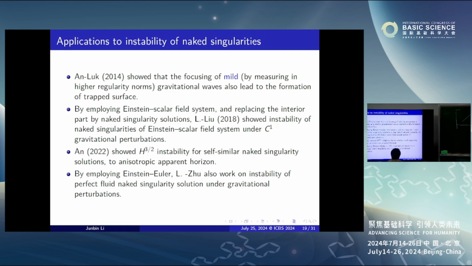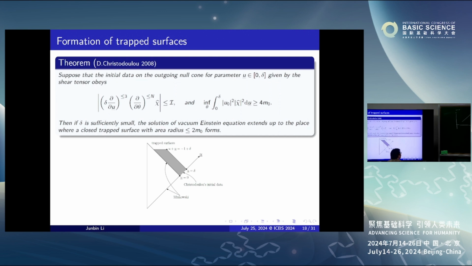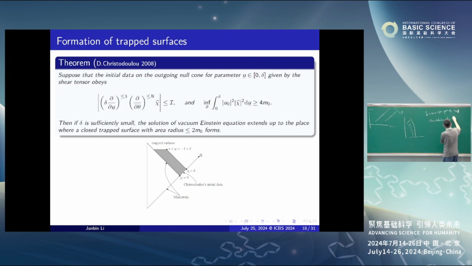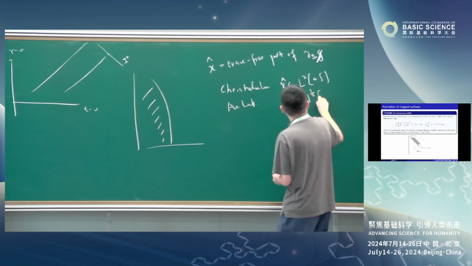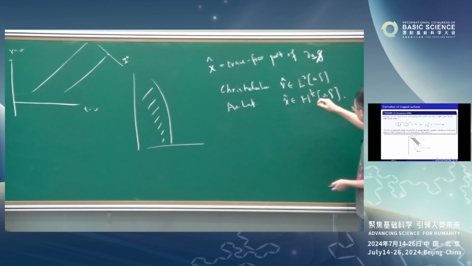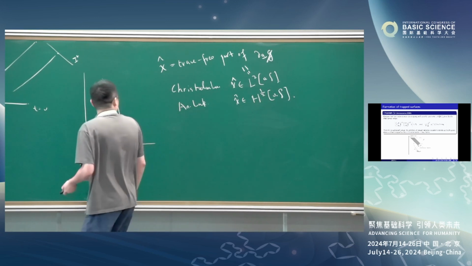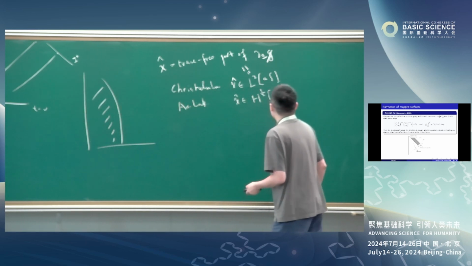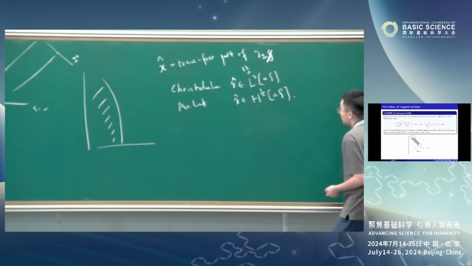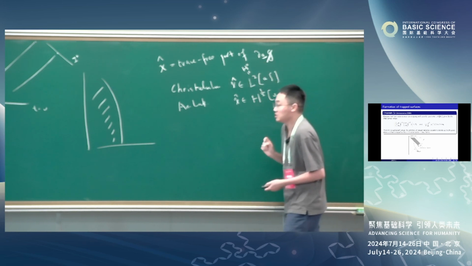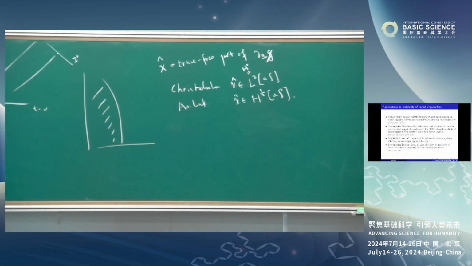So in Christodoulou's result, it is saying that chi hat belongs to, for example, L2 delta, and in Arnold's it belongs to something like H to a higher power. This is higher regularity. So it is a mild gravitational wave.